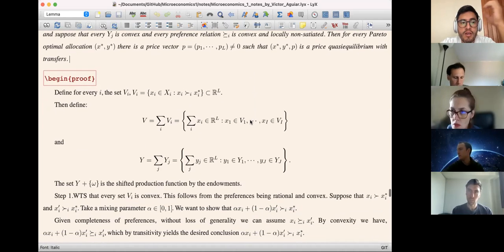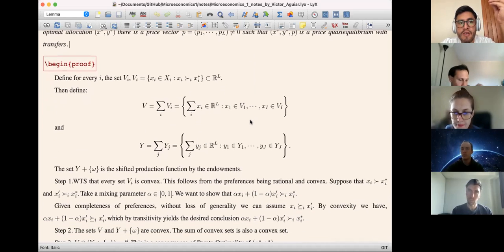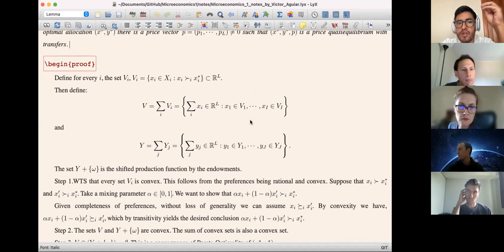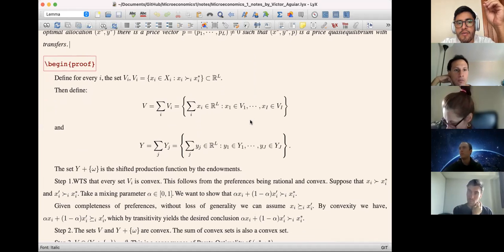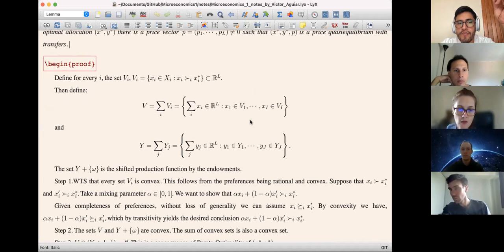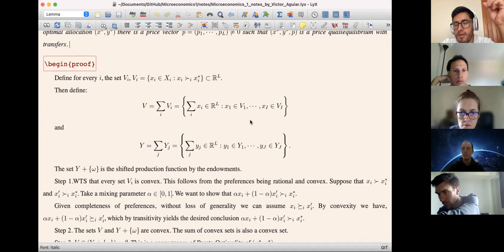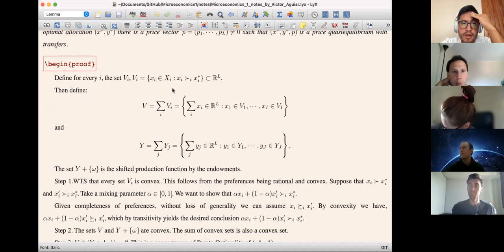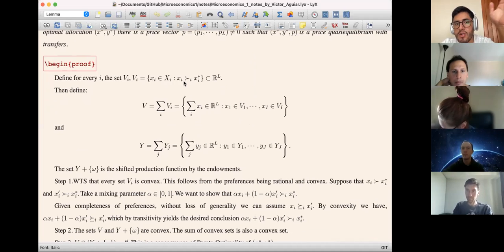So define for every individual the set V_i. V_i is going to be the set of all alternatives that are strictly better than X star. So X star is essentially the allocation that I am trying to implement through price quasi-equilibrium with transfers. And then I'm just looking at the set of allocations that are strictly better than X star, okay?